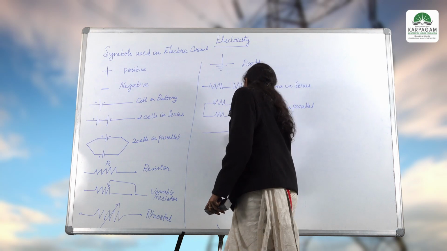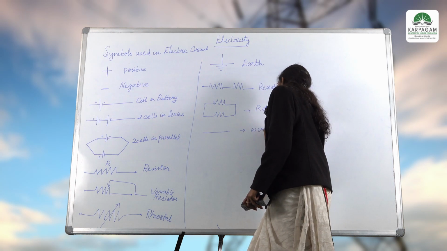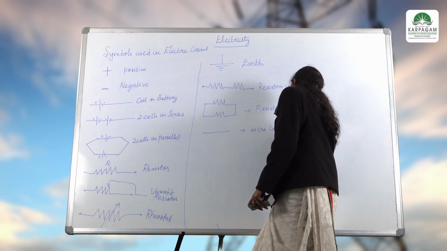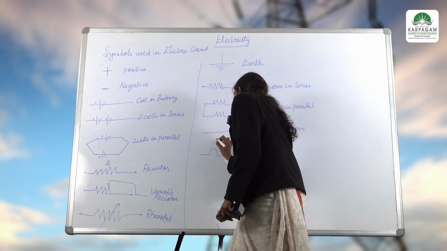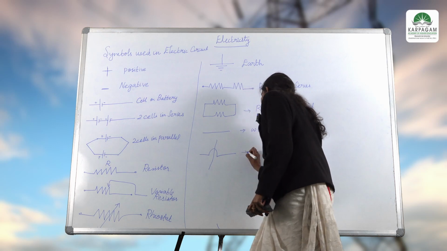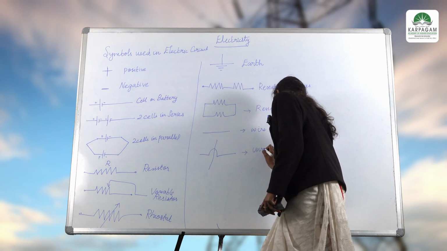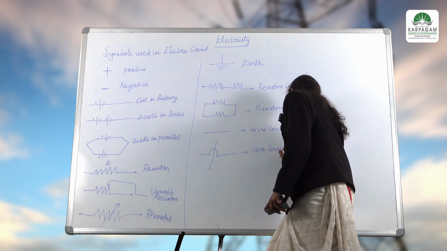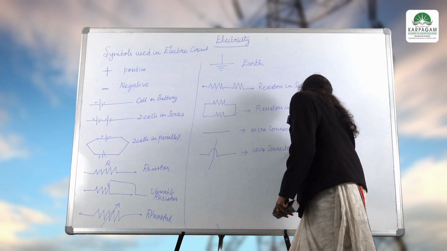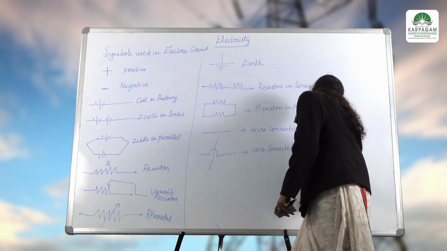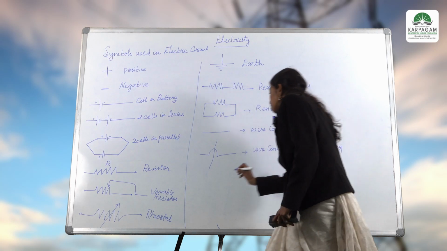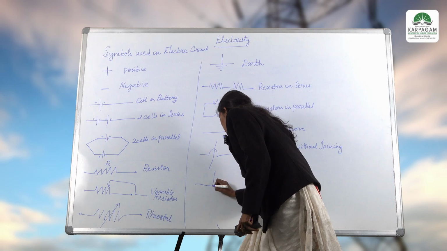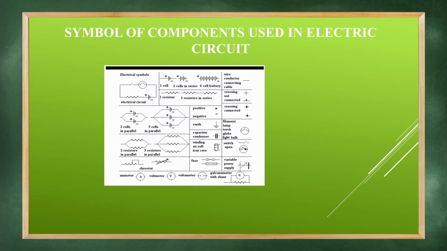And this is the indication of wire connection. Wire connection. This shows that a wire is passing through it but not getting joined. Wire connection is there but not joined, without joining. And the next one is wire that has been connected at a joint point. Wire that has been joined.